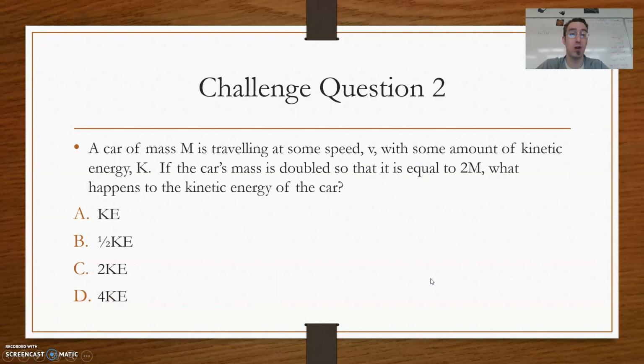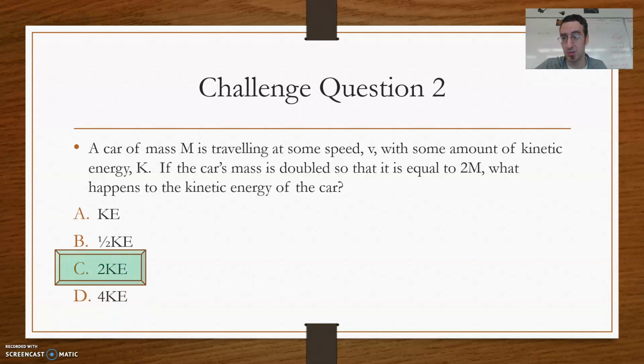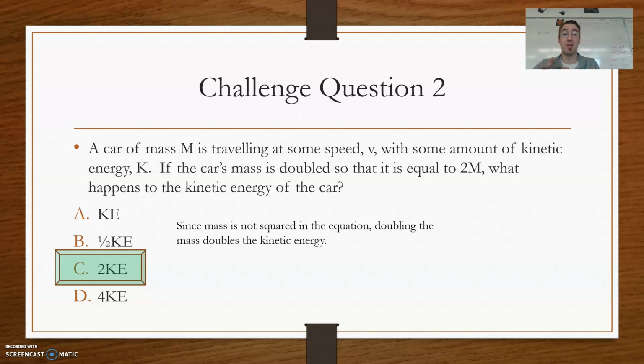The second question says a car of mass m is traveling at some speed v with some amount of kinetic energy. If the car's mass is doubled to twice as much, what happens to the kinetic energy of the car? If you're thinking it's got to be 4 times the kinetic energy again, then you're missing something. That's not right. It's actually twice the kinetic energy because in the equation for kinetic energy, m isn't squared. It's just 1/2 m by itself, times v squared. So if you double m, you'll double the kinetic energy. That's it.